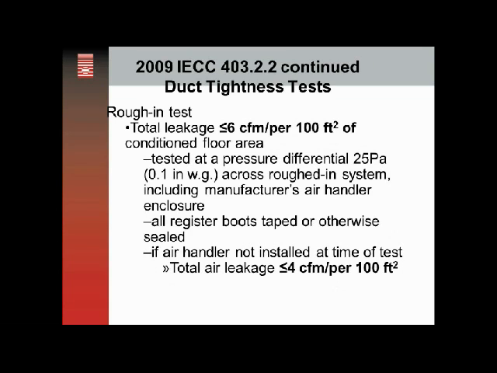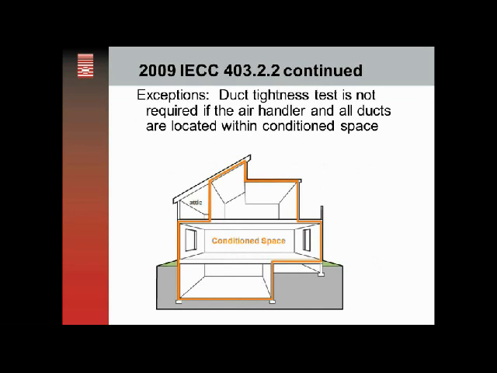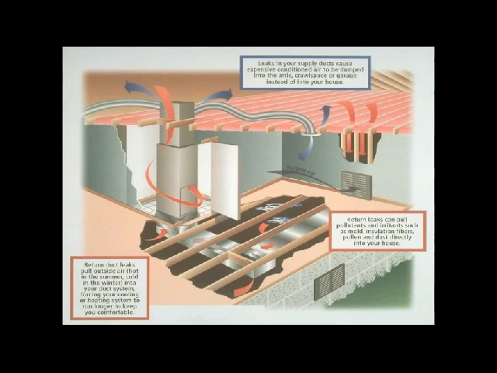These tests under the 9 can be done either at rough-in. If you're doing the rough-in test, again, total leakage less than 6 CFM per 100 square feet of conditioned floor area. If there's no air handler, it's going to drop down to 4 CFM. Under the 2009, again, the exception is that duct tightness test is not required if the air handler and all ducts are located within the conditioned space.